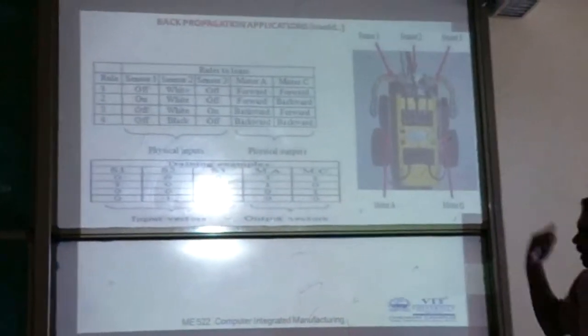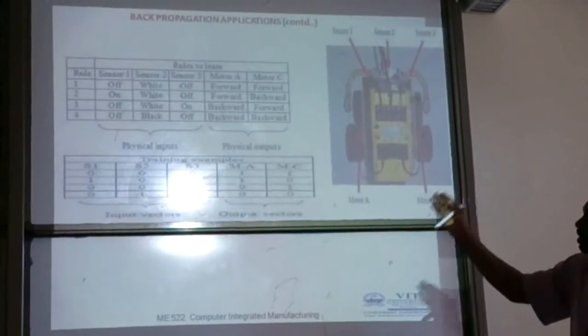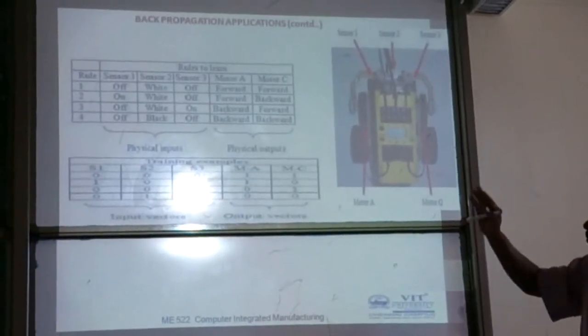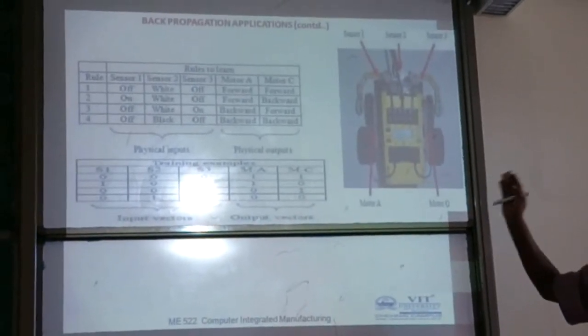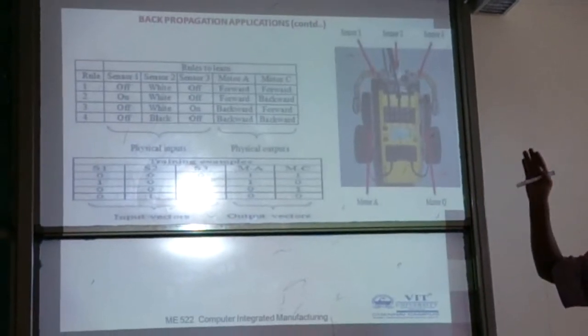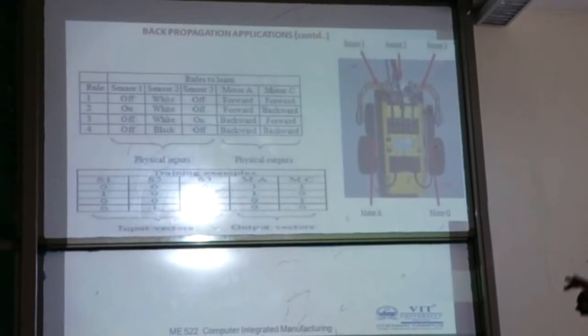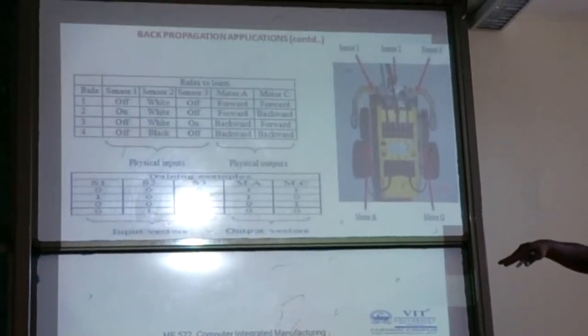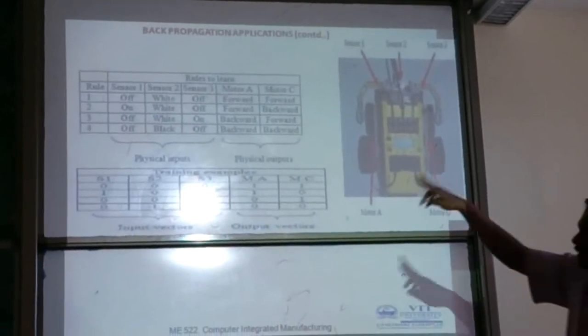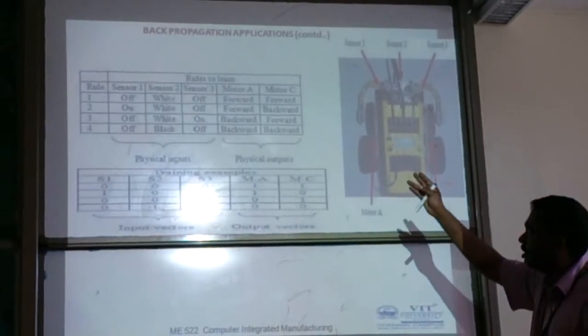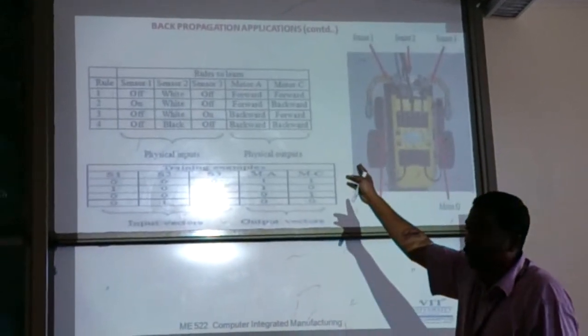You can think of sensor white as off. Sensors 1, 2, 3 white, off means yes, forward: motors A and C forward. Sensor 1 on and sensor 2 off and sensor 3 off means forward and backward. In the all-sensors-on condition, both the motors move in the forward direction. Again, first sensor on and remaining sensors off means motor A moves forward, motor C moves backward.